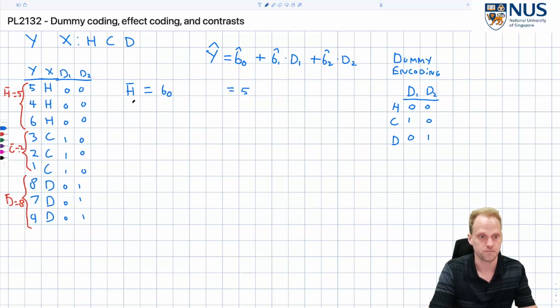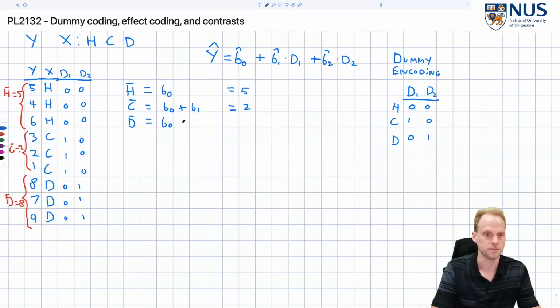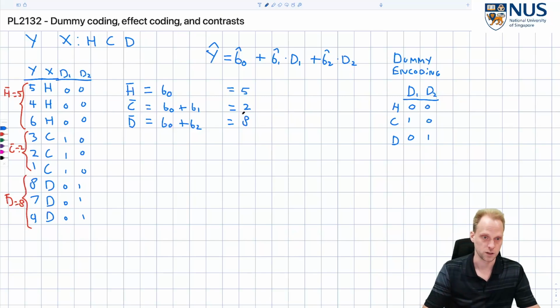What about cats? Cats here equals B0 plus B1, because this first dummy variable is 1 for cats, plus nothing, because the second dummy variable is nothing, equals 2. And for dogs, we get B0 plus B2, equals, in this case, 8. Because those are the averages that we get.